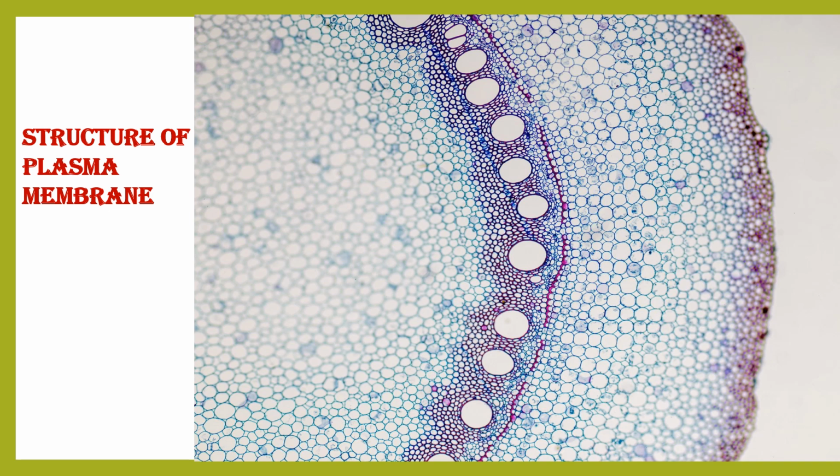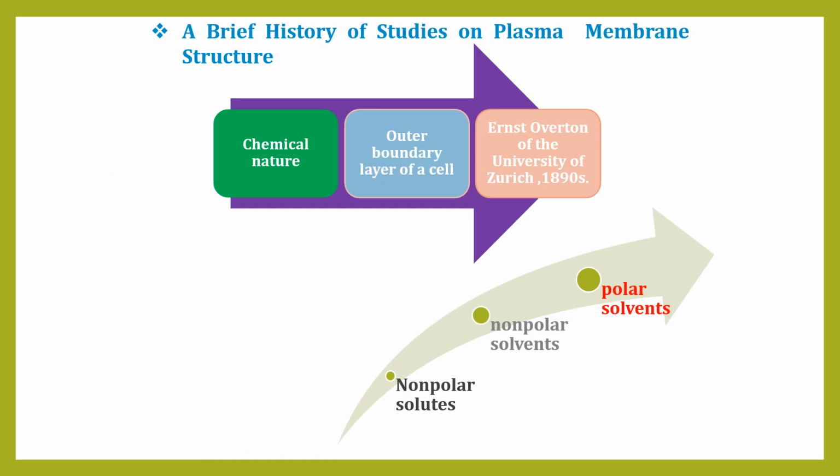Hello everyone. In this session, we will be discussing the structure of cell membrane. Okay. So first, a brief history of study on plasma membrane structure. The first insights into the chemical nature of the outer boundary layer of cells were obtained by Overton of the University of Zurich during the 1890s.